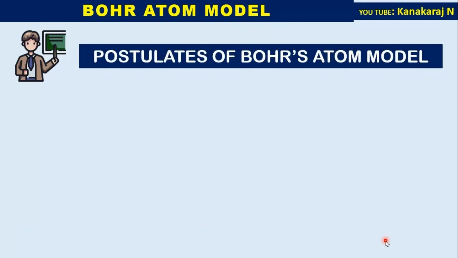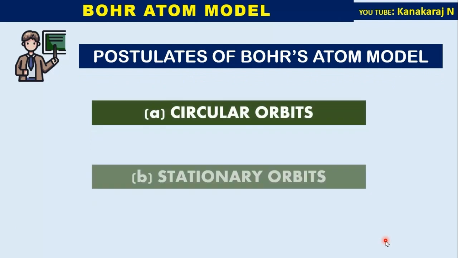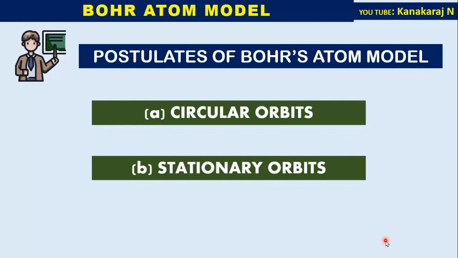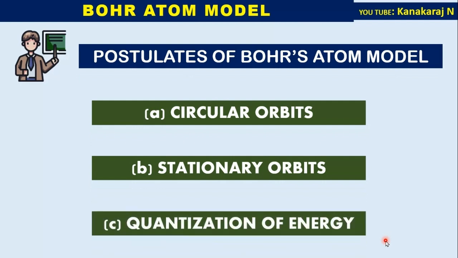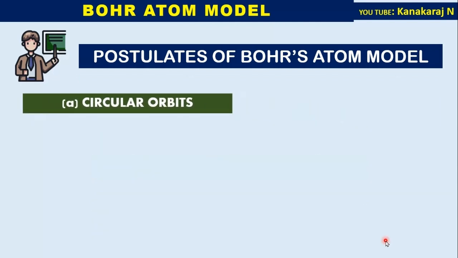Postulates of Bohr's atom model. 1. Circular orbits. 2. Stationary orbits. 3. Quantization of energy. The second one, stationary orbits, is the quantization of angular momentum too. Let us learn the first, circular orbits.